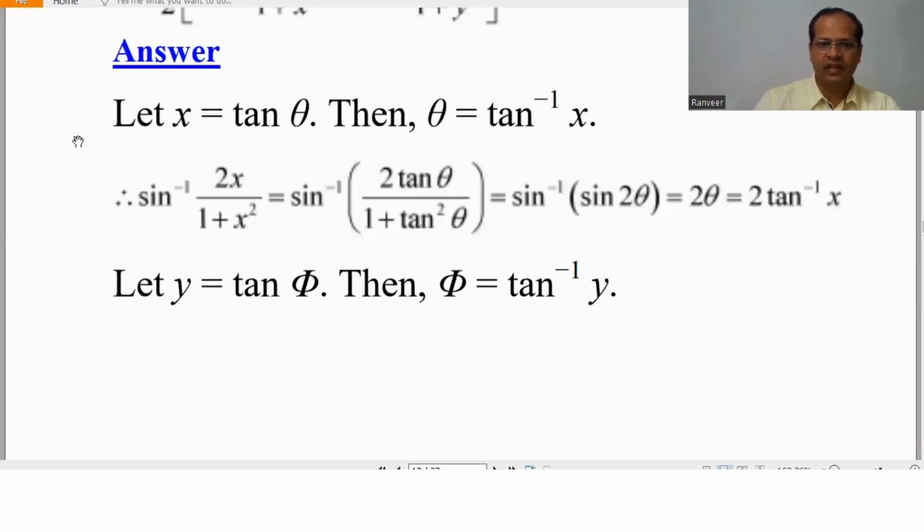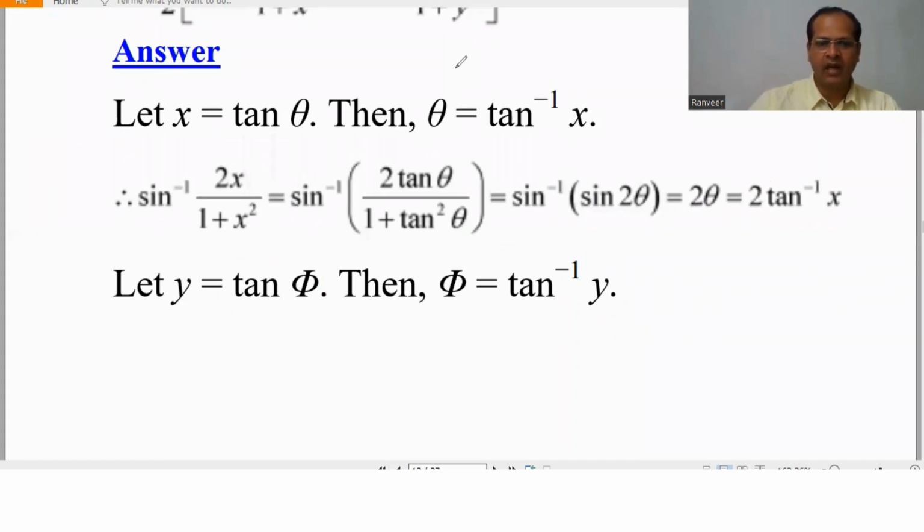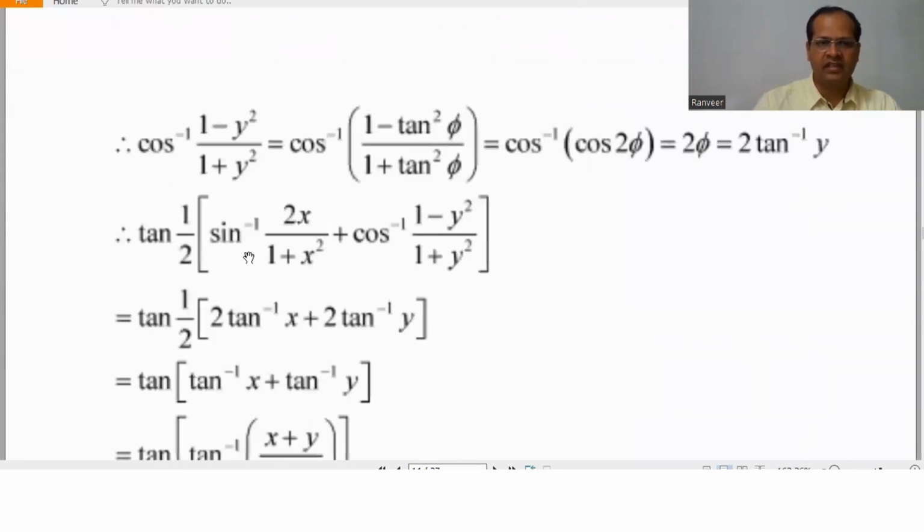sine inverse 2 tan theta by 1 plus tan square theta. This is sine 2 theta, and 2 theta equals 2 tan inverse x. Similarly, we have to substitute another trigonometric value, that is tan phi. So phi is equal to tan inverse y. And in the second part, if we substitute, this is also the formula: 1 minus tan square phi by 1 plus tan square phi, that is cos 2 phi, and 2 phi is 2 tan inverse y.